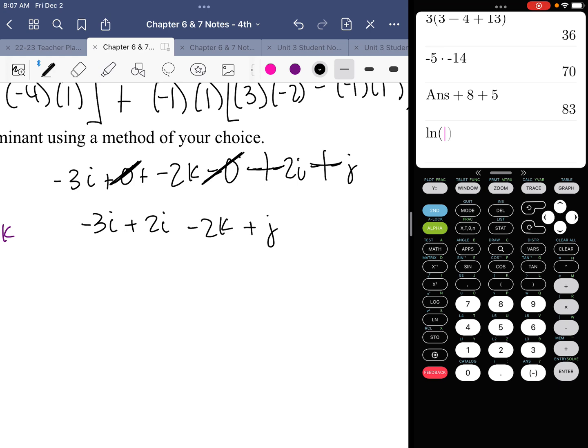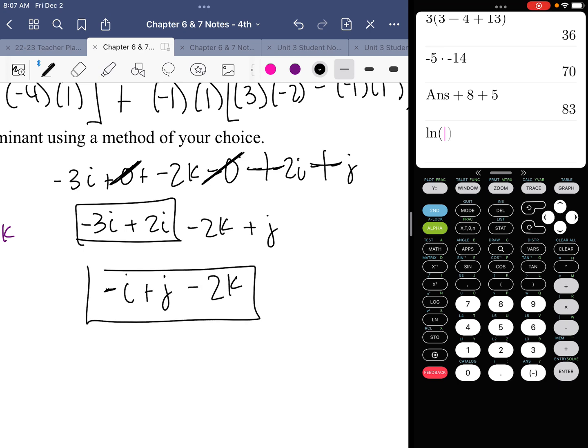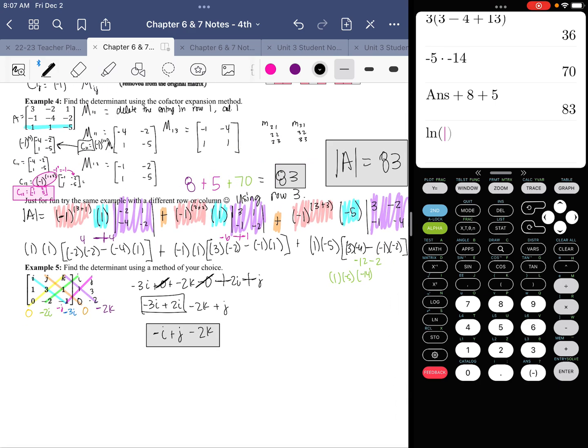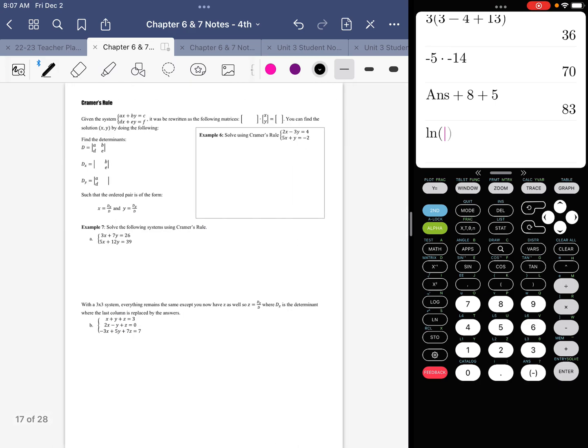And I like to go in alphabetical order here. We're going to combine these. So this is negative i plus j minus 2k. That's your determinant. And because this one had a row of variables, we can't go any further. That's it. That's all we got.